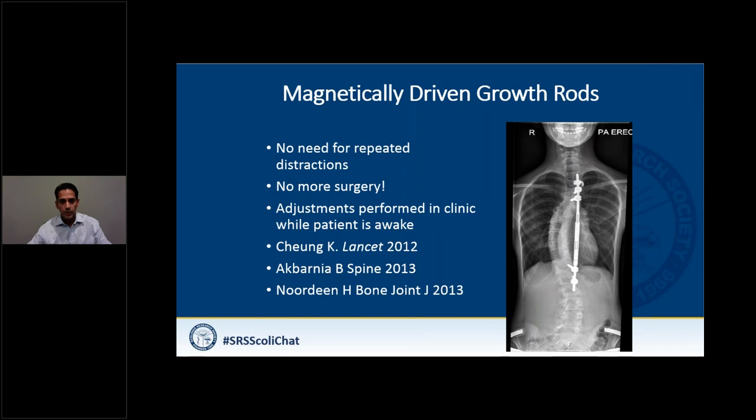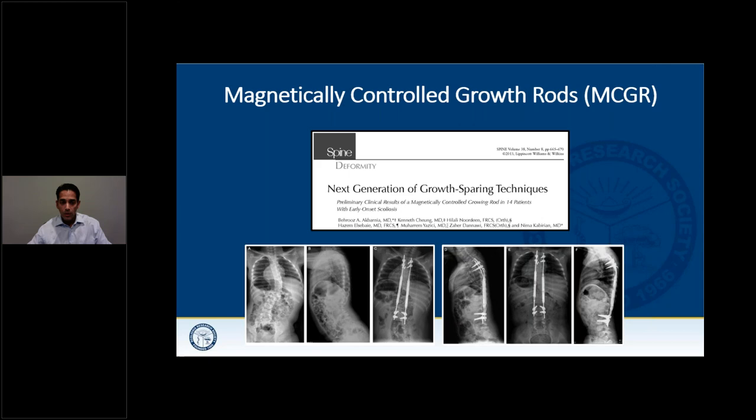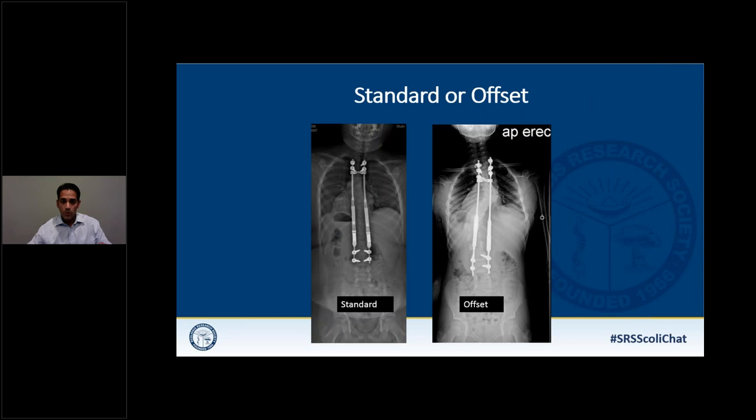The new technology available to us now is magnetically driven growth rods. Here, we don't need surgery, but we use an external magnet to tell the internal magnet to rotate and lengthen the rods. The adjustments are performed in clinic when the patient's awake, and the earliest results were done overseas, but this rod is now available in the United States as well. And we know that this technique is reproducible all over the world with very nice results in the early period.